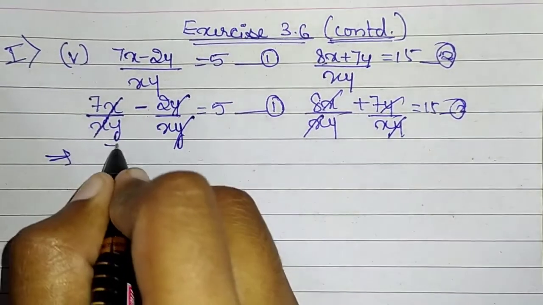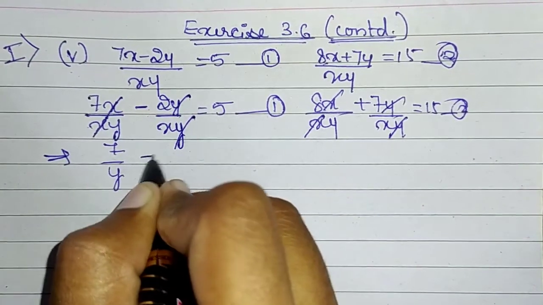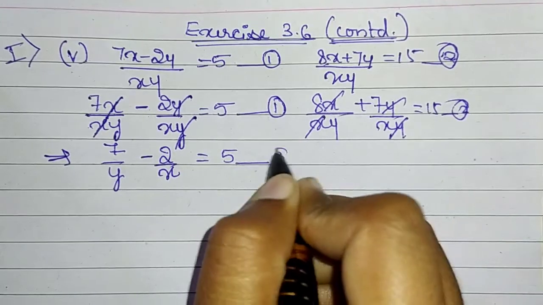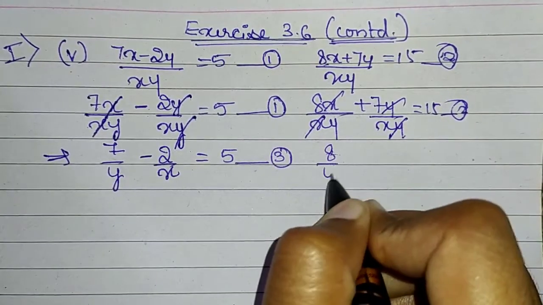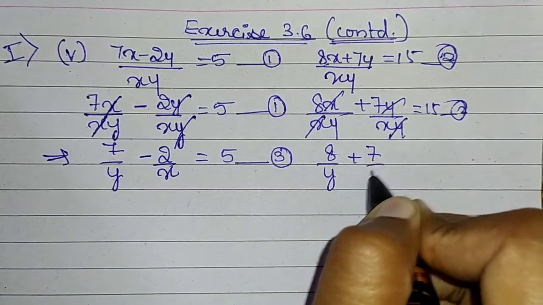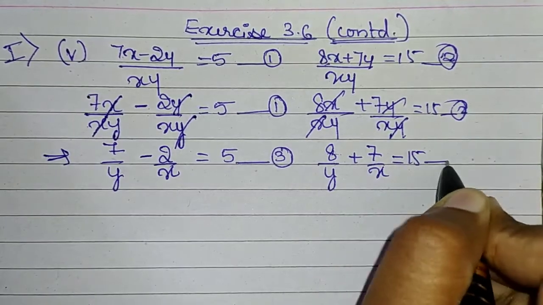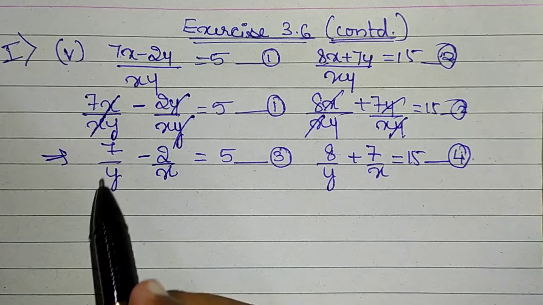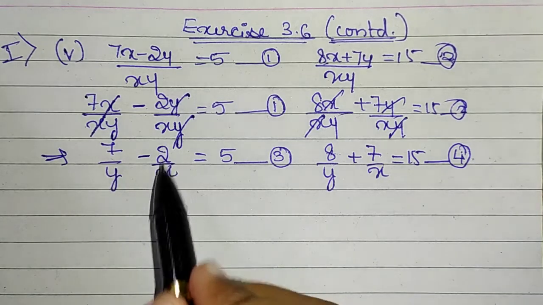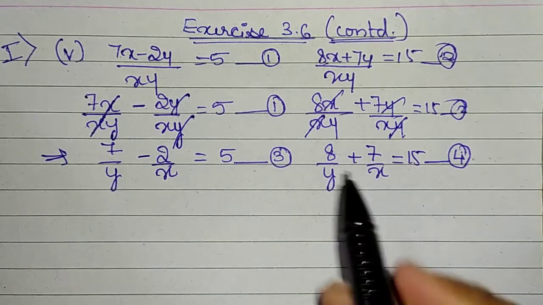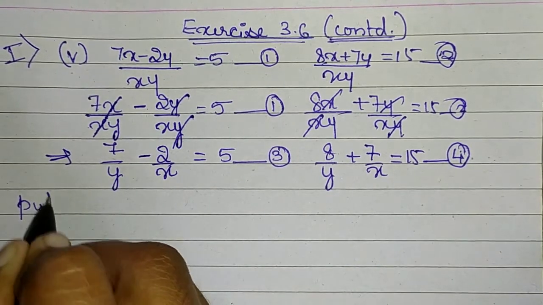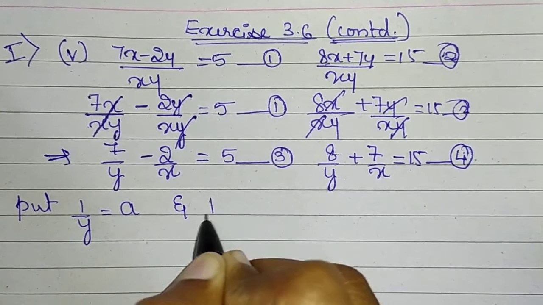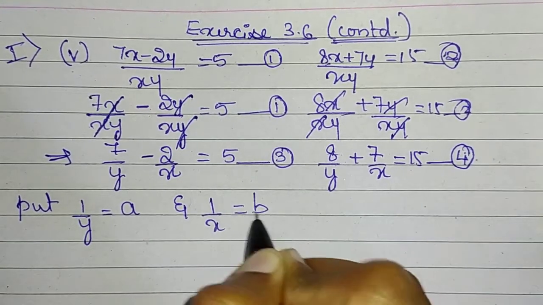So this implies 7 by y minus 2 by x is equal to 5. Third equation, 8 by y plus 7 by x is equal to 15. Fourth equation. So now we got 1 by y and 1 by x in both. So put 1 by y is equal to a and 1 by x is equal to b.